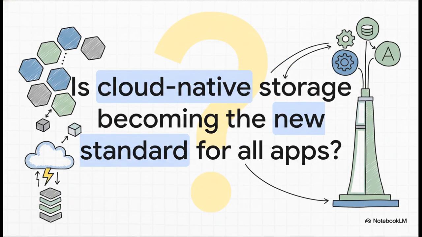And that really just leaves us with one final thought to chew on. With systems like Longhorn becoming so powerful, yet so simple, are we watching a major shift happen? Is this kind of reliable, application-focused storage becoming the new normal for everything built in the cloud? It's a pretty compelling question about where our infrastructure is headed.